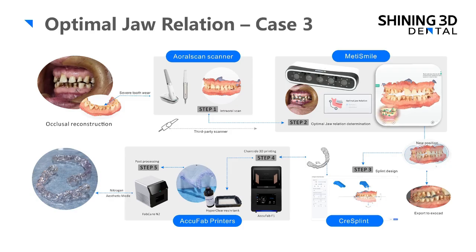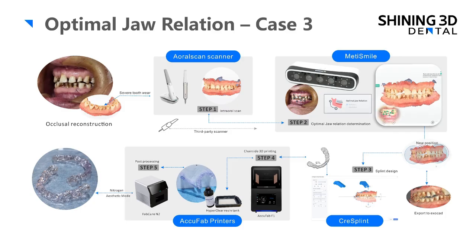The first case here shows a real case for optimal jaw relation application, where the patient has severe teeth wear. As you can see from this workflow, this shows the whole workflow for this patient. For the scanning device, we have to have the intraoral scanner to get the intraoral scan, and then we can use the optimal jaw relation function inside the JawMotion module to recalculate the optimal jaw relation for this patient.